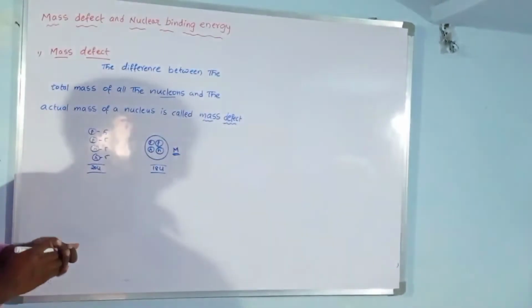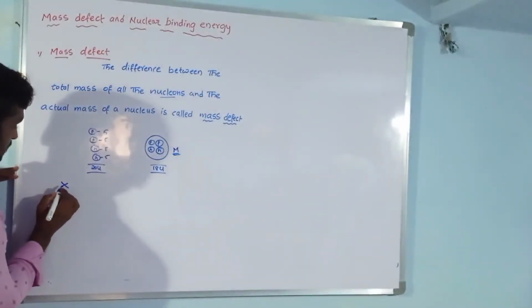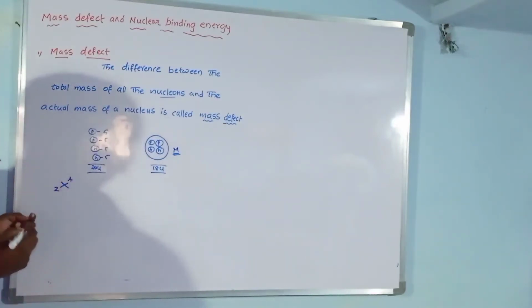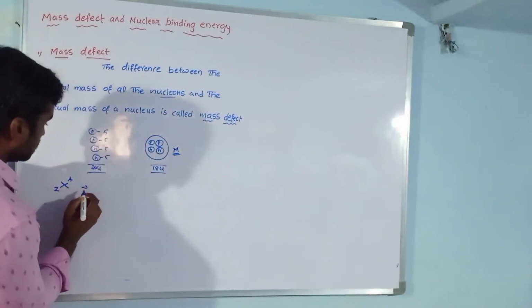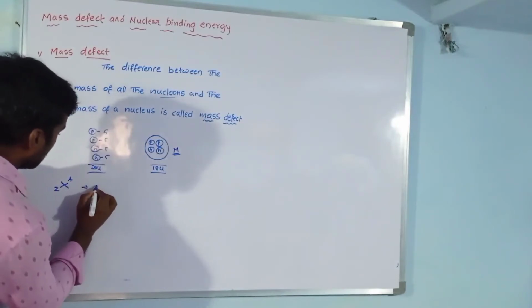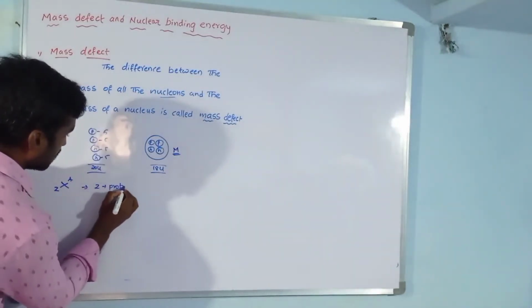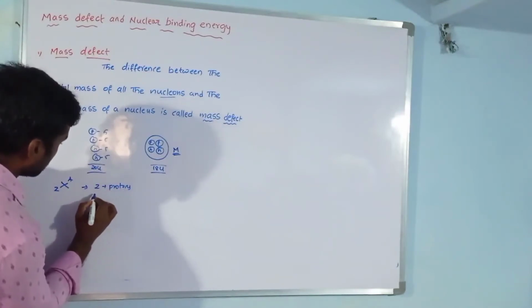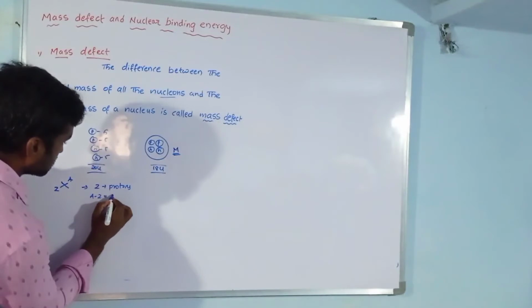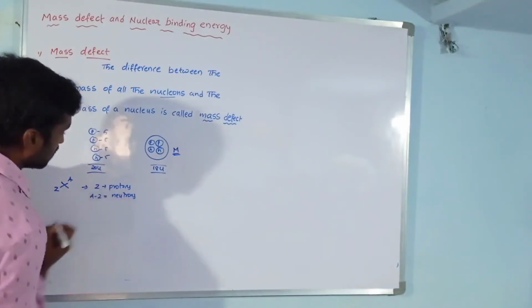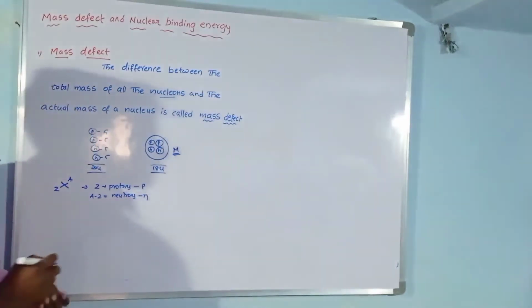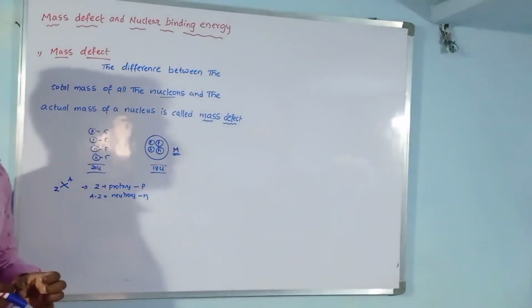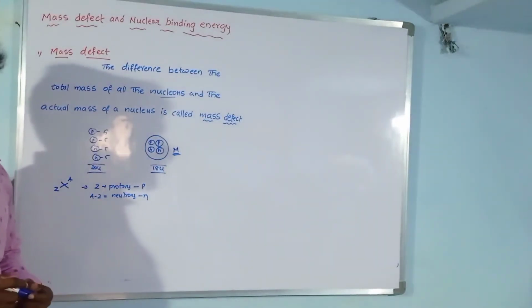Now suppose this is an element, with Z and A. This is the element, this is the atomic number, this is the mass number. I am taking one element. This nucleus contains Z number of protons and A minus Z number of neutrons. This is a proton, this is a neutron. The nucleus is made up of nucleons. Nucleons means protons and neutrons.